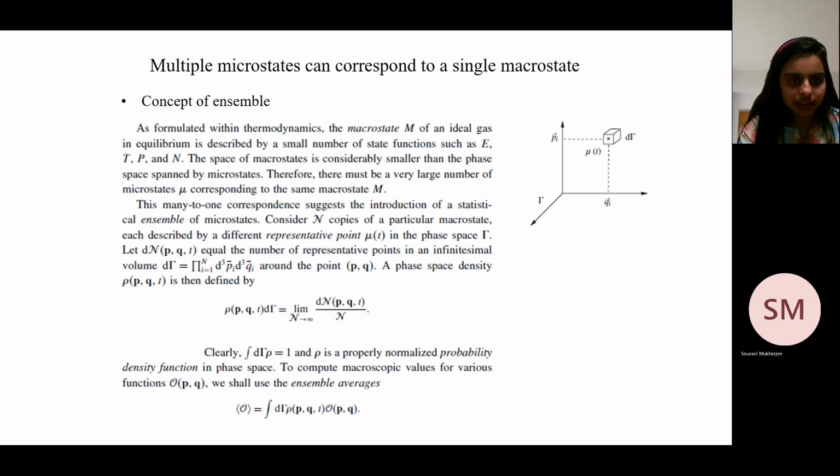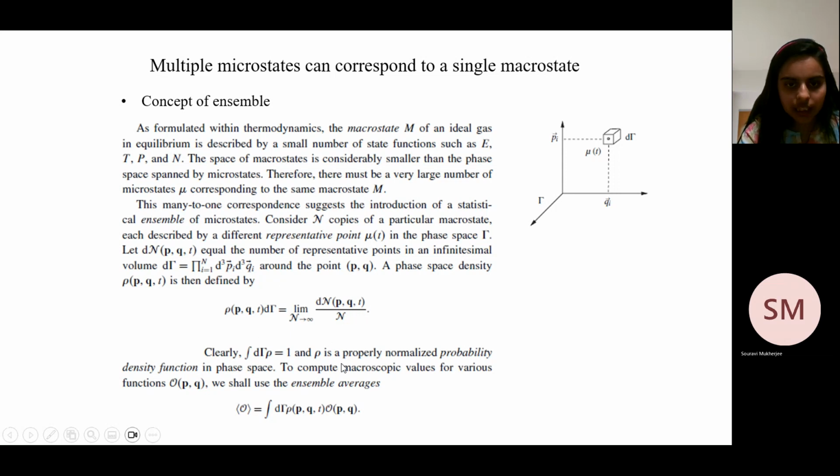So dn, for some value of the momentum and the position at some time t, equals the number of representative points in an infinitesimal volume in the phase space around some point defined by the position and the momentum of the particles. And then what is the probability that you have this number of microstates in this phase space volume that corresponds to some macrostate? That is given by the limit n tends to infinity of dn by n.